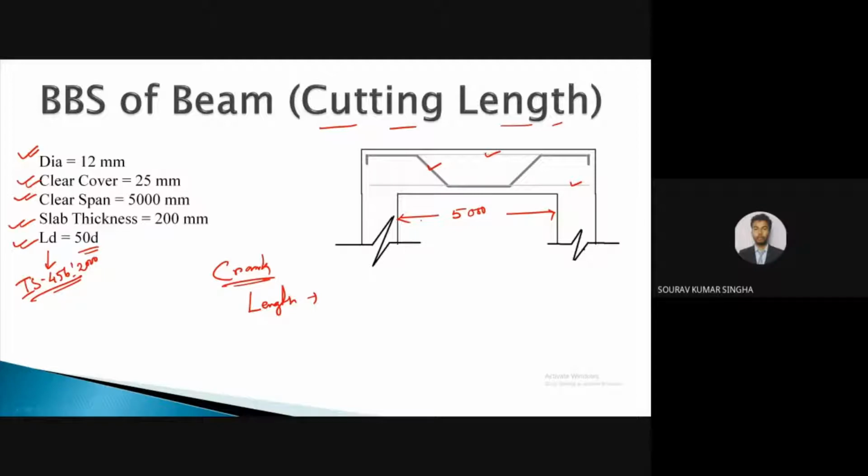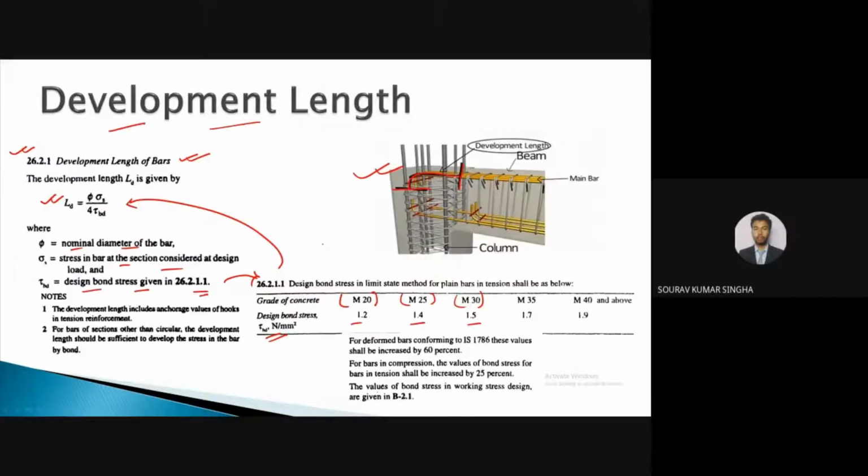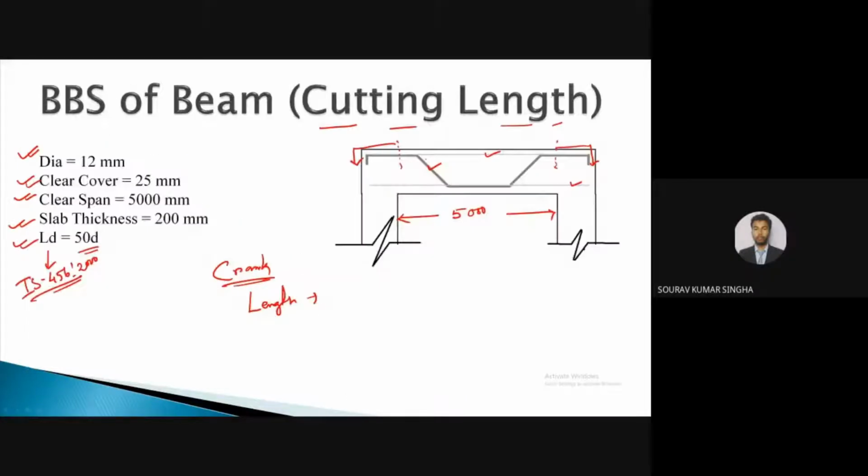Now, as this is 5000 millimeter, what is the LD value given here? Up to this distance, this is the LD on both sides, right? What I have already shown you in the 3D figure. So the total length of this crank bar will be 5000 plus 2 into LD, because on both sides we have the development length, plus we need to add the extra length for this 45-degree angle. The extra length is given by 0.42 D.